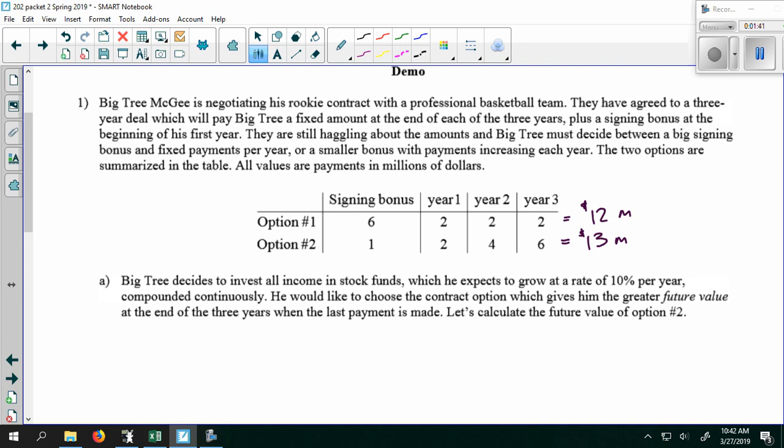However, option 1 gives him $6 million on day 0, right? His signing bonus is $6 million, half of the money up front, which means that he can invest that $6 million and let it grow. So that investment might make up for, or more than make up for, the extra million that they're willing to pay him in option 2. So we have to do some calculations to determine the future value of both of these options, the present and the future value.